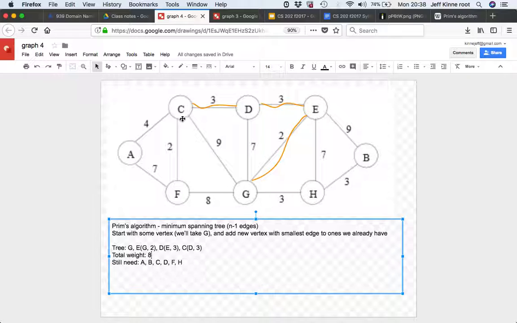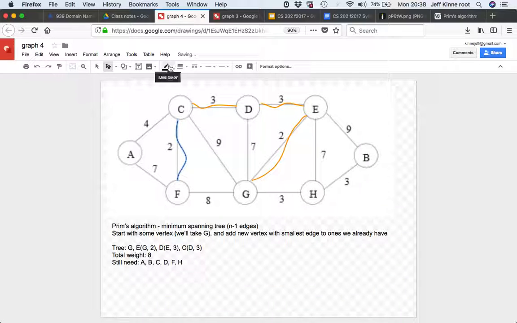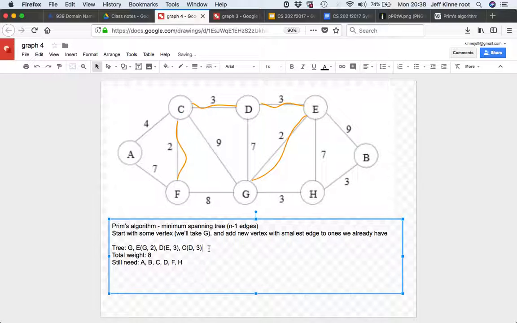Now we have C to F, which is 2, that's the smallest. So we'll take that one next, for a weight of 2. We got the F from C with a weight of 2. Our weight goes up by 2 more. Now the G to H is the smallest. That grows us. Okay, so we'll add that in.